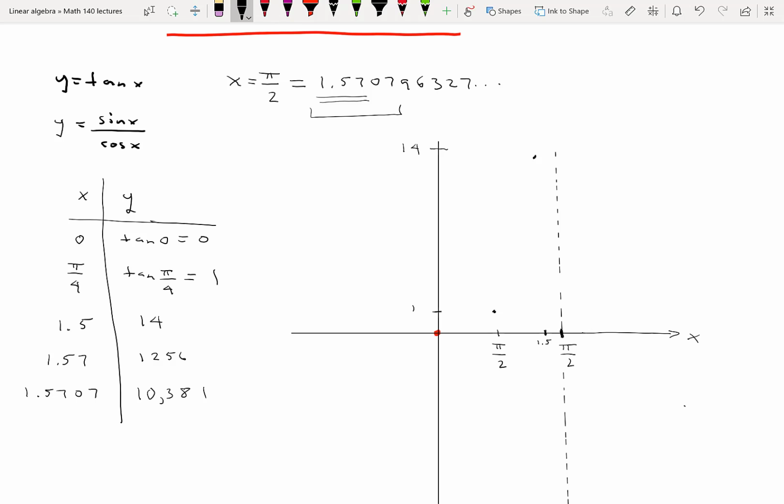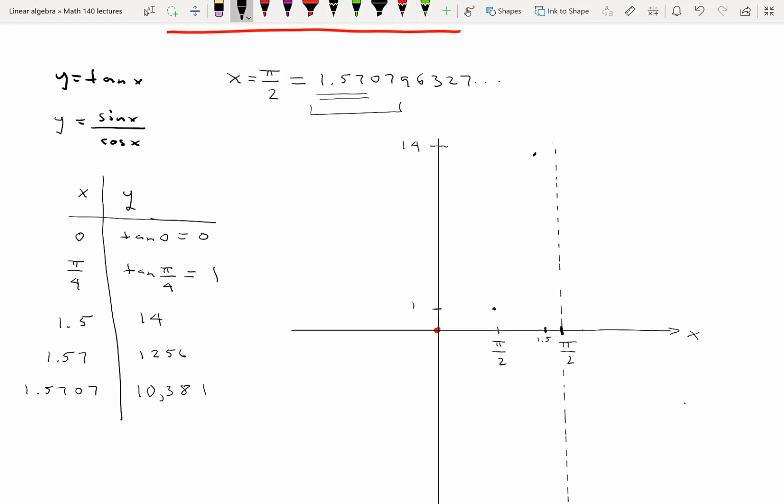In other words, the closer I get to pi over 2 as I creep in from the left, the larger the y values get. Okay, and this behavior is describing something that you studied a little bit in intermediate algebra. It's called a vertical asymptote. As x gets very close to a specific number, the y values become infinite. We have something called a vertical asymptote, and that's what the tangent has at x equals pi over 2.